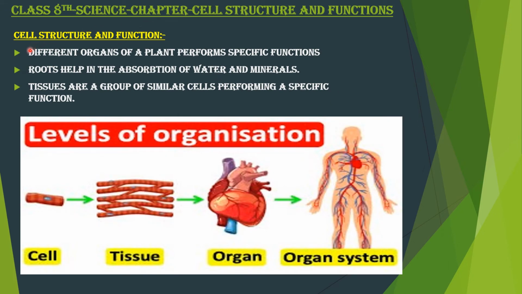Cell structure and functions. Different organs of a plant perform specific functions. Root helps in the absorption of water and minerals. Tissues are the group of similar cells performing a specific function. As you can see, this is a single cell. The group of cells is called a tissue, the group of tissues is called an organ, and the group of organs is called an organ system, like nervous system, digestive system, reproductive system, excretion system, etc. A group of organ systems is called an organism.